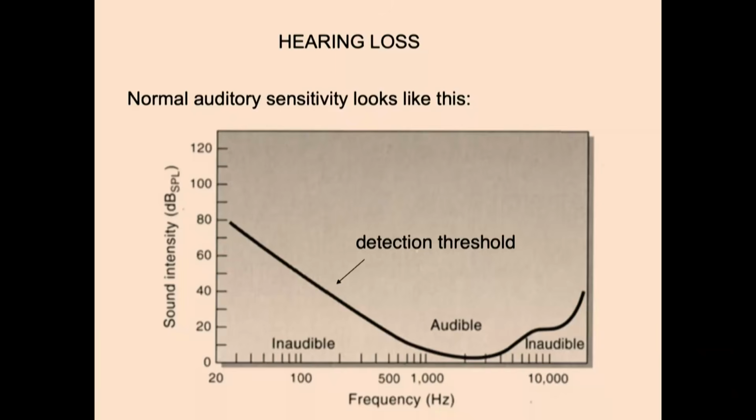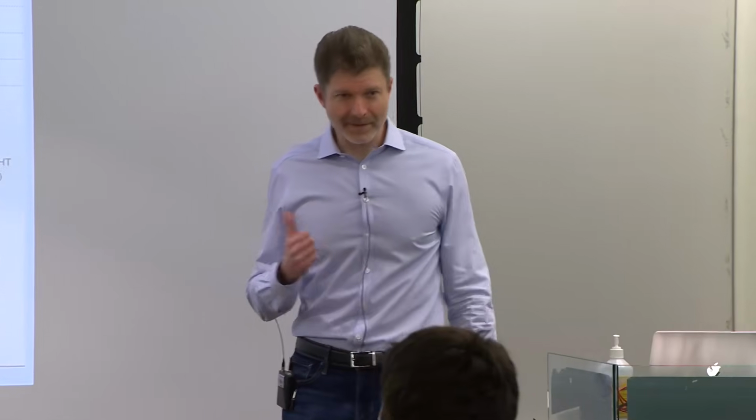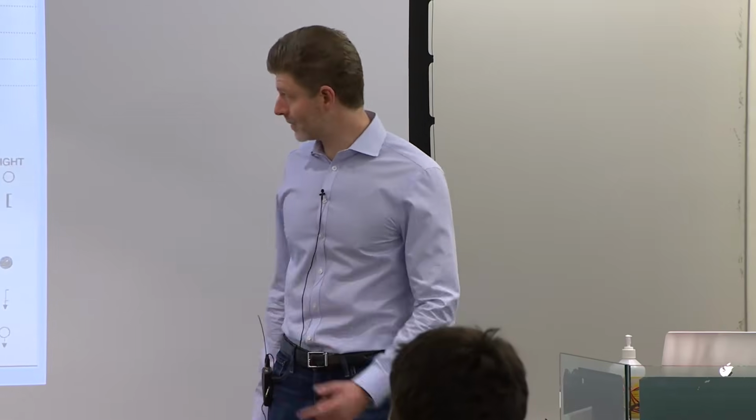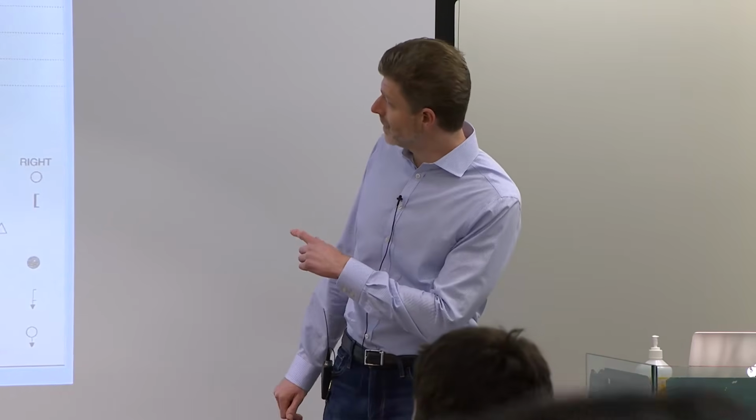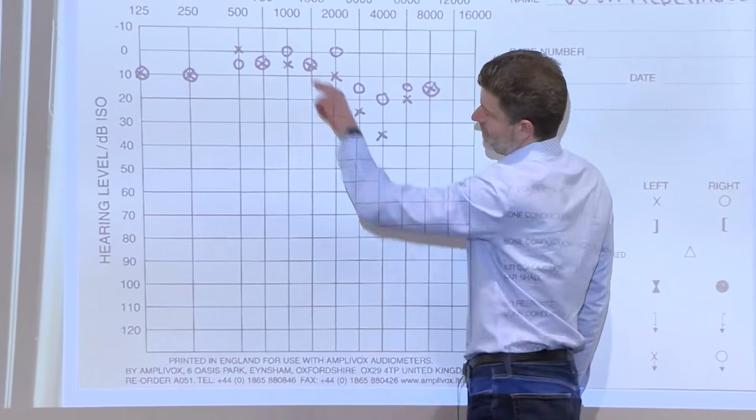Okay. This is what gets measured if you go to the audiologist and you have your hearing checked. We do this in our lab. This is me getting my audiogram measured this morning, thanks to a grad student who helped me do this. This is what it looks like if you go to the audiologist. These are frequencies here, and this is the threshold here.